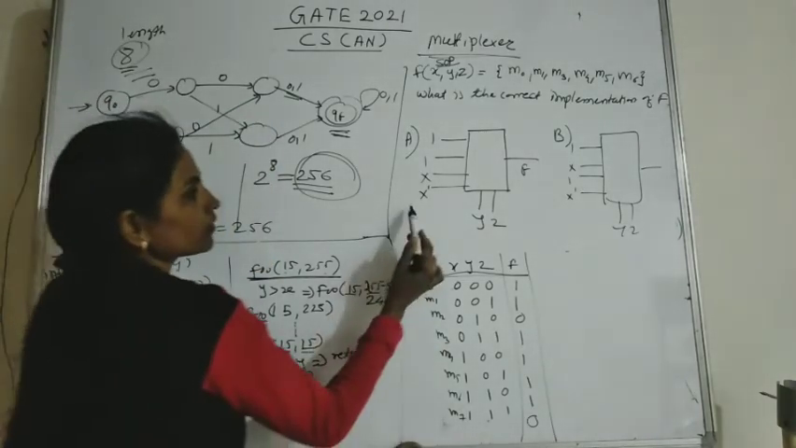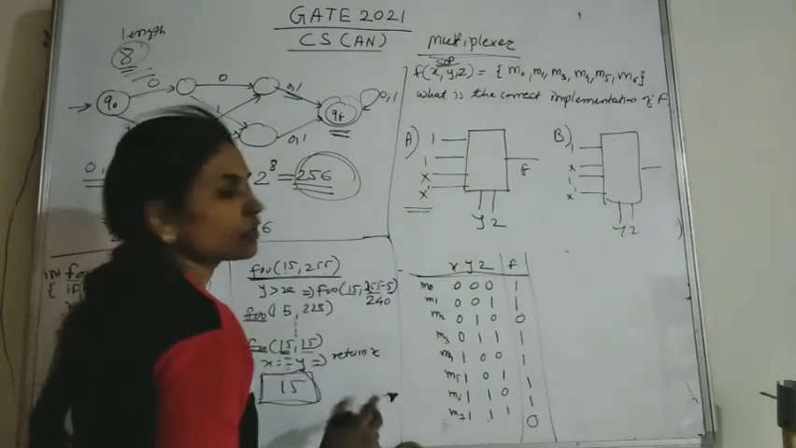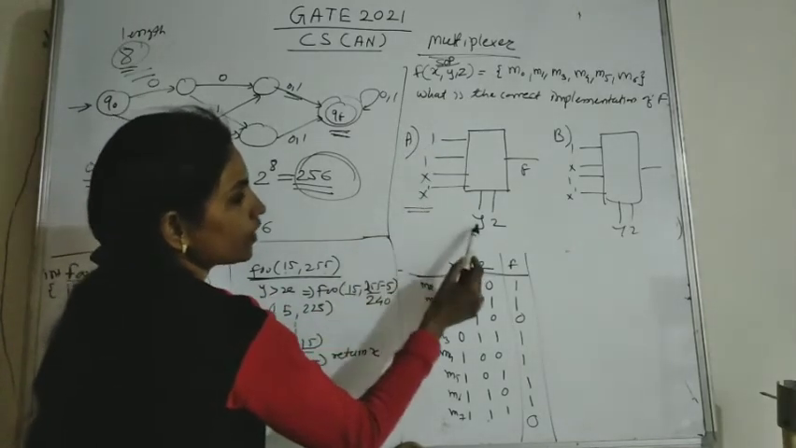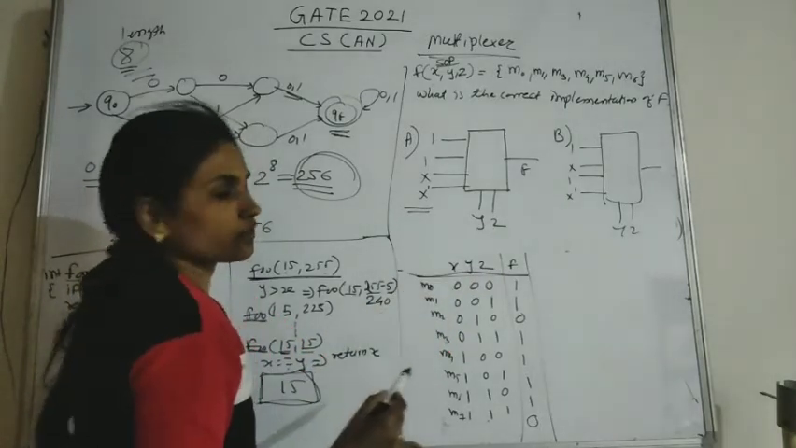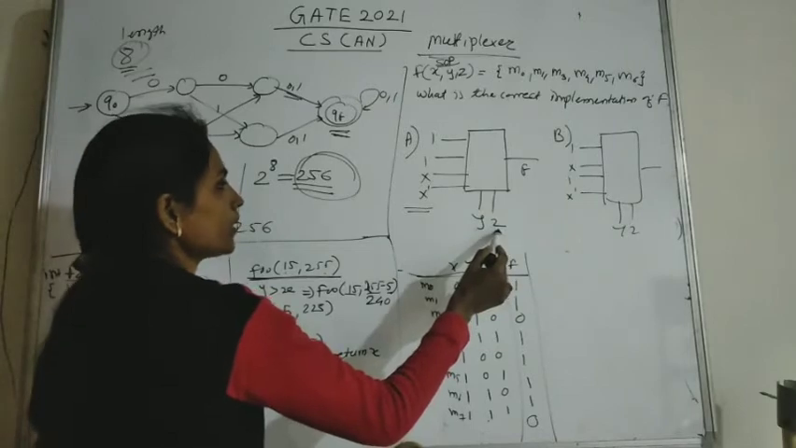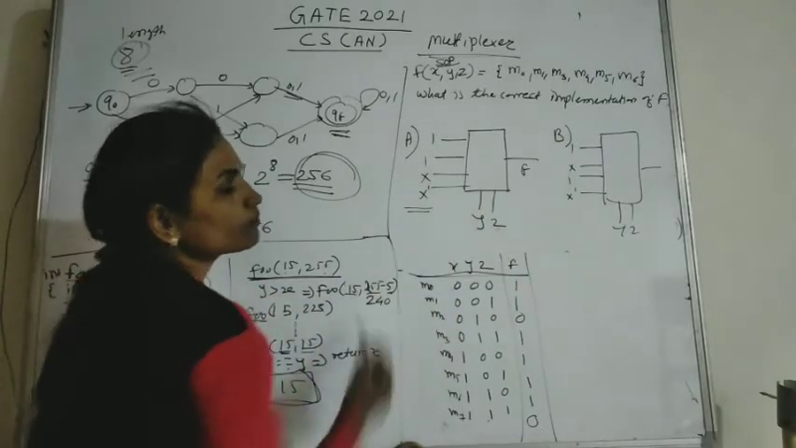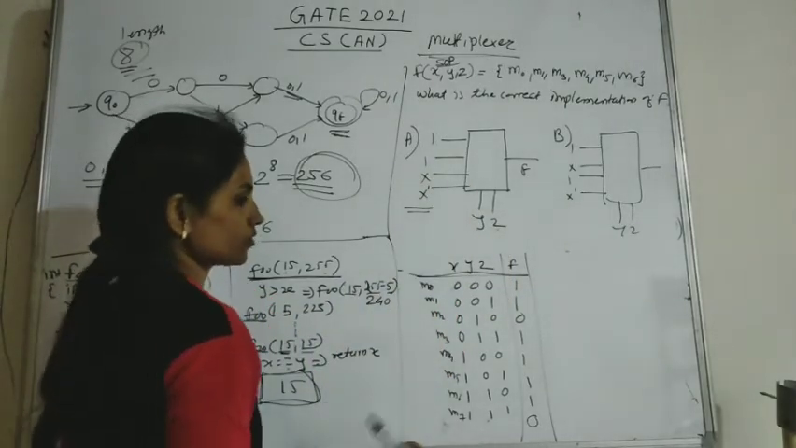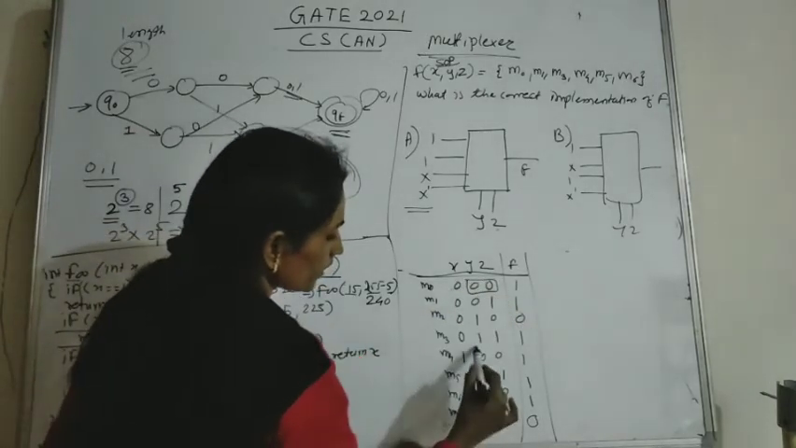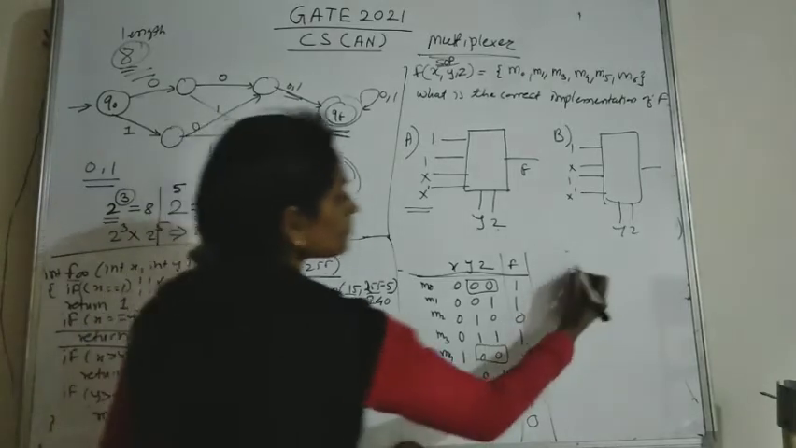Now, let's see the options. In the option, we have the 4 inputs in terms of x, and y, z are the select inputs. So, based upon the value of y, z, we have to find the input to this function. So, we need to combine this y, z. So, let's see for 0, 0.